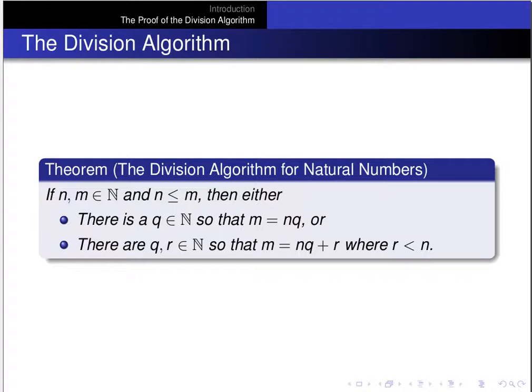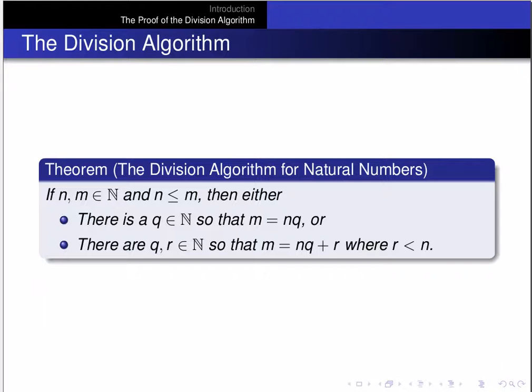Okay, so again, let's just state the division algorithm one more time before we get on to proving it. We have that if n and m are natural numbers with n less than or equal to m, then either there is a quotient q in the natural numbers, so that m is equal to n times q, or there's a quotient and remainder, a q and r in N, so that m is equal to n times q plus r, where the remainder r is strictly less than the divisor n. Okay, so this is an if-then statement. So it's if these things hold, then the following things hold.